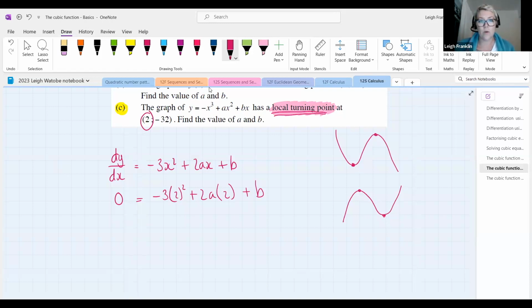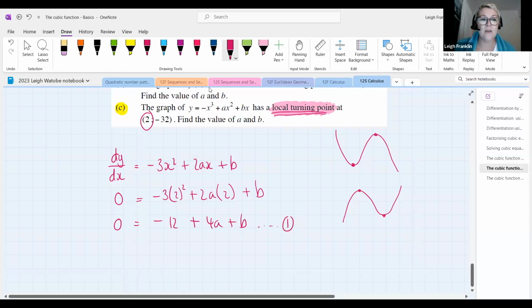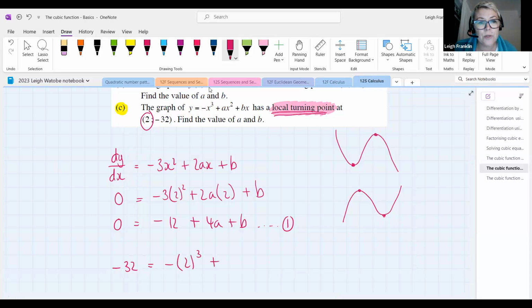So this is going to give you one equation where you work with the derivative. In other words, now you've got negative 12 plus 4a plus b. So that would be one equation. And then you would get the other one by subbing in the point. So you would put in the negative 32, and then you would have negative 2 cubed plus a times 2 squared plus b times 2, and that would give you your other equation. Okay, thank you. Cool.